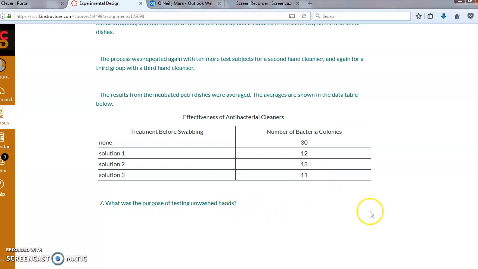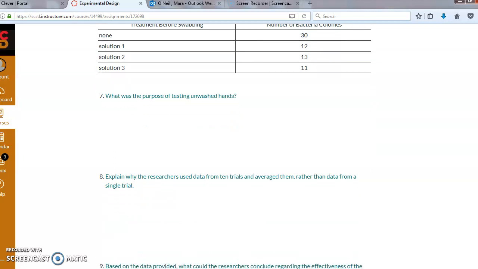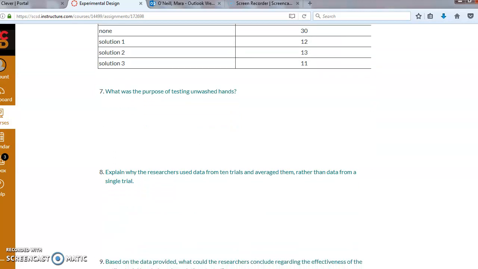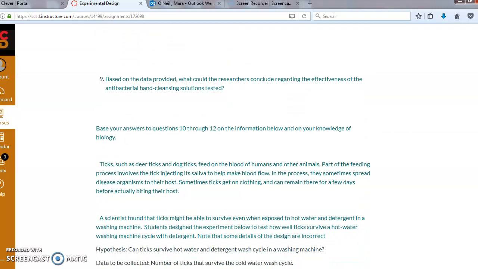Number 7. What was the purpose of testing unwashed hands? Number 8. Explain why the researchers used data for 10 trials and averaged them rather than data from a single trial. Number 9. Based on the data provided, what could the researchers conclude regarding the effectiveness of the antibacterial hand cleansing solutions tested?